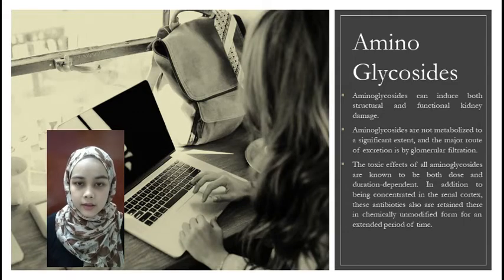Aminoglycosides can induce both structural and functional kidney damage. Aminoglycosides are not metabolized to a significant extent, and the major route of excretion is by glomerular filtration. The toxic effects of all aminoglycosides are known to be both dose and duration dependent. In addition to being concentrated in the renal cortex, this antibiotic also retains in chemically unmodified form for an extended period of time.